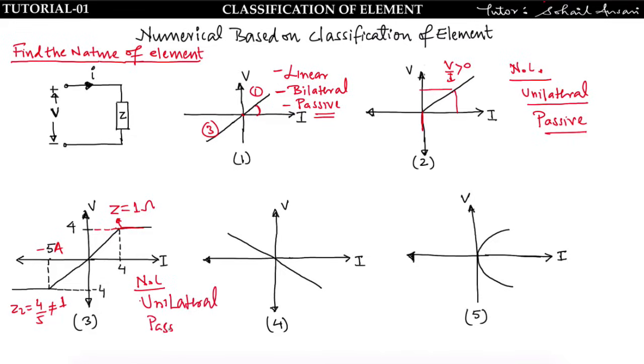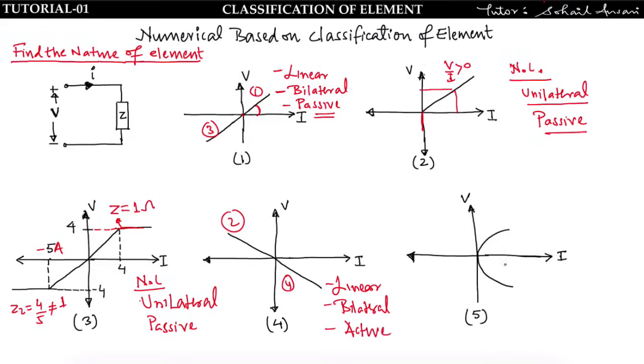Why? Because the graph lies in the first and third quadrant. Next, this is linear. Why? This is following the equation of a straight line passing through origin for all time, so linear. And every linear element is bilateral, so no need to check for bilateral. Now see whether it is active or passive. The graph lies in the second and fourth quadrant, that means active.